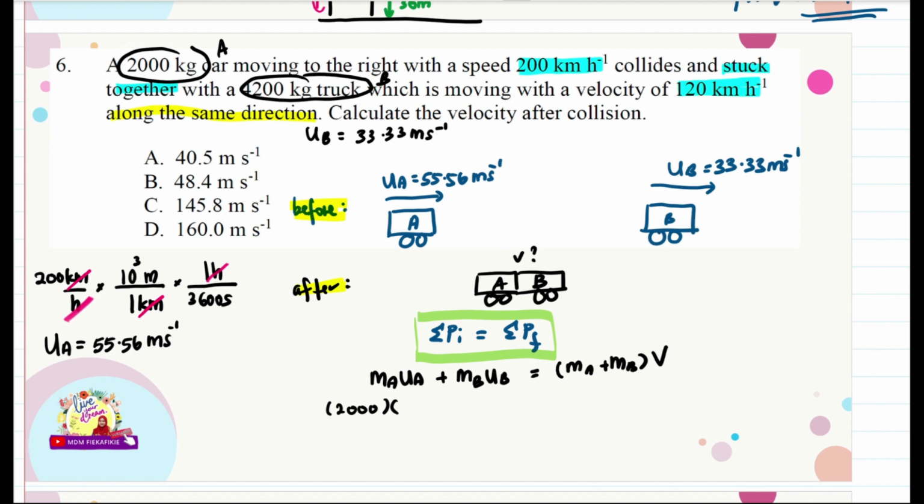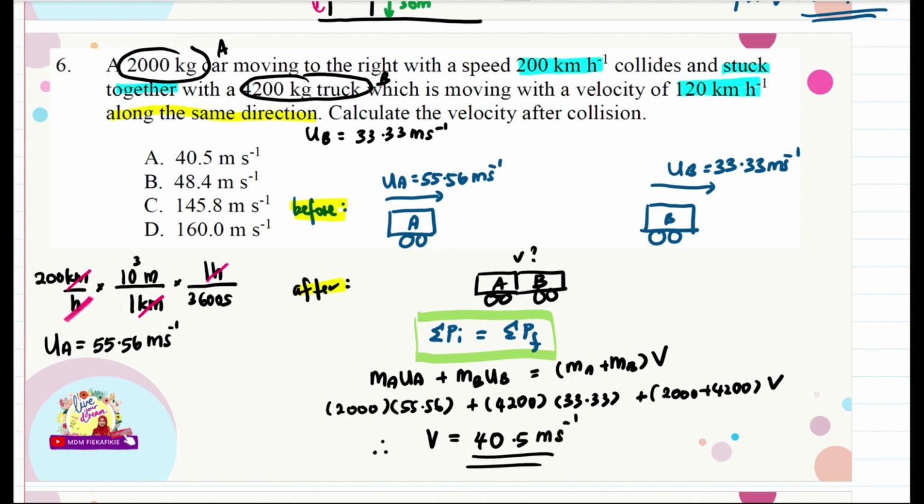And UA is 55.56. We calculated that just now. Plus, okay, MB, where is MB? Mass of the truck, and then UB is 33.33 plus, okay, 2000 plus 4200 and V. Therefore, if you calculate carefully, V, you will get 40.5 meter per second. Okay, so the answer is A.